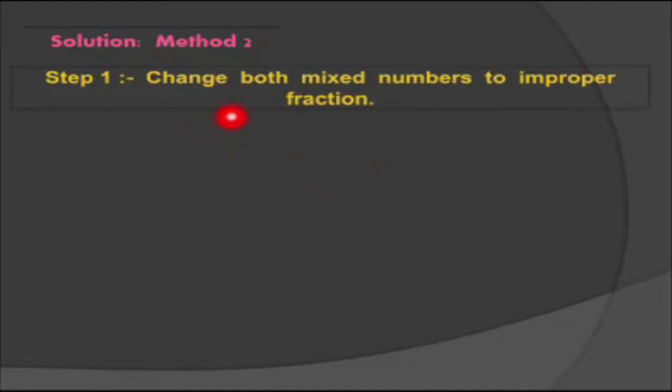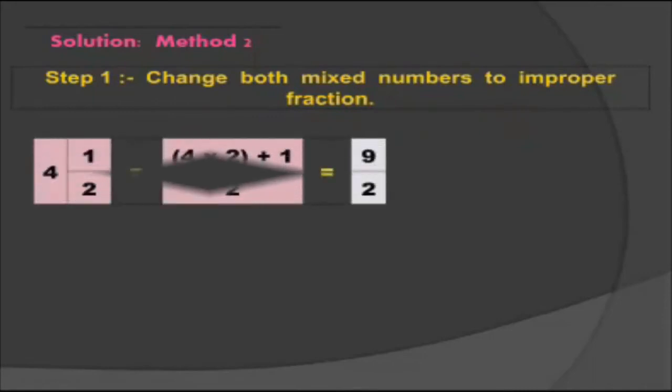First we need to change both mixed numbers to improper fractions, right? We can see that 4 and 1 by 2 is equal to, here we are changing this mixed fraction into an improper fraction. For that, as we already explained, we need to multiply the whole number by the denominator. Here we are multiplying 4 multiplied by 2, and now we will add the numerator, so we are adding 1. 4 twos are 8, 8 plus 1 is equal to 9. So the answer will be 9 by 2, right?